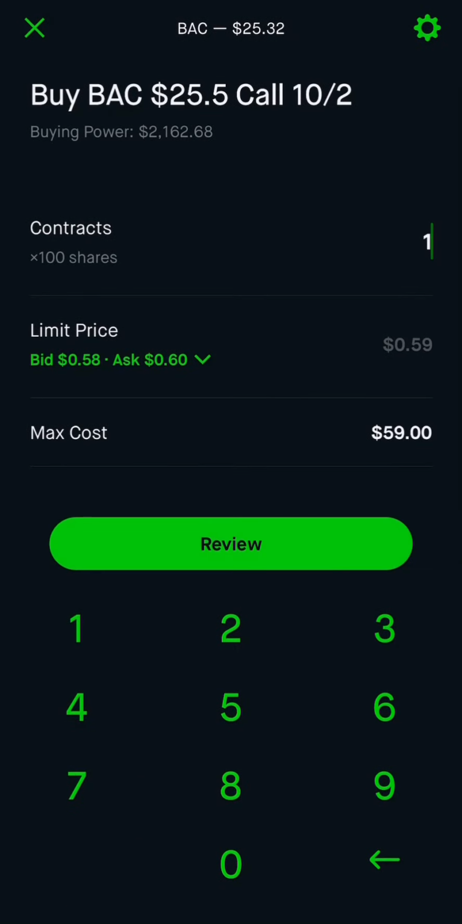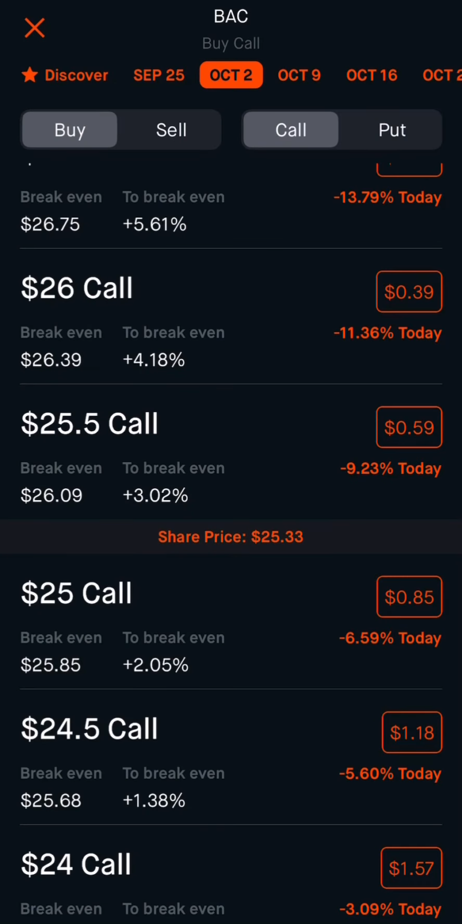And remember, you can always sell anytime before that as well. So you don't have to sell on October 2nd. You can sell on September 25th as well, but you're just not going to get as much of a percentage.